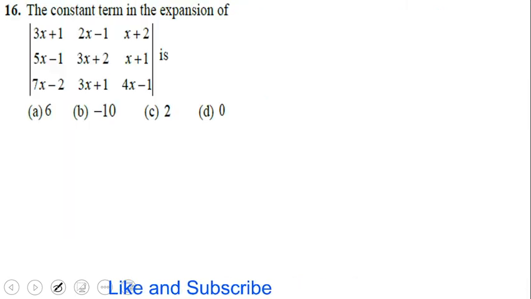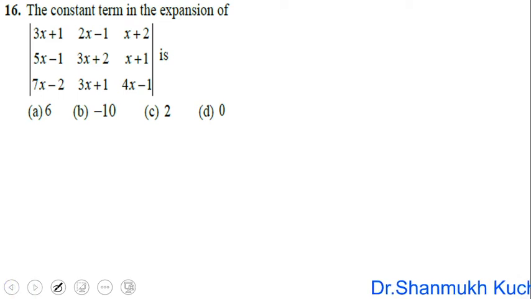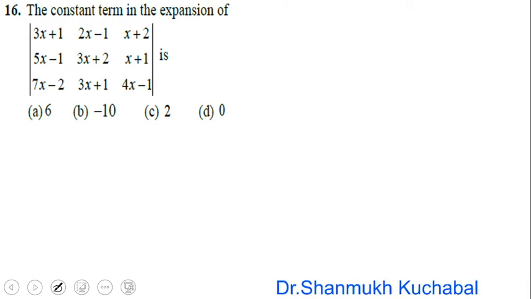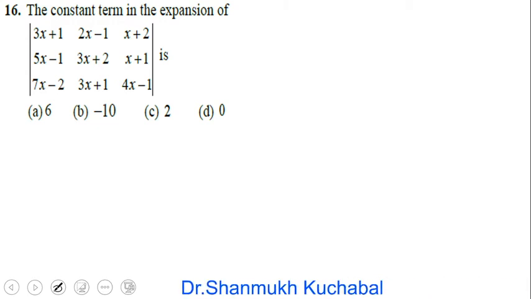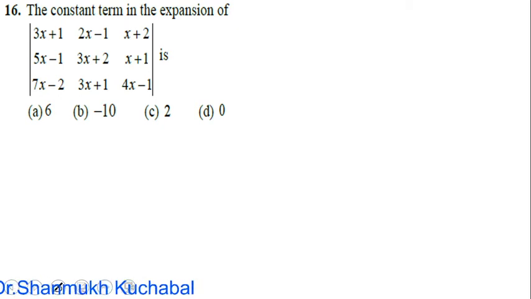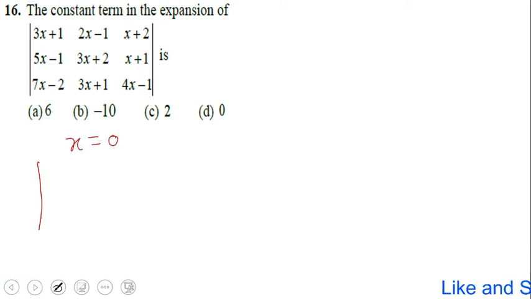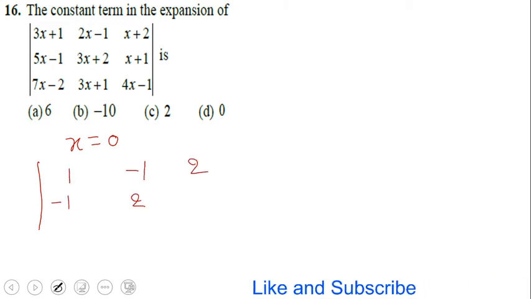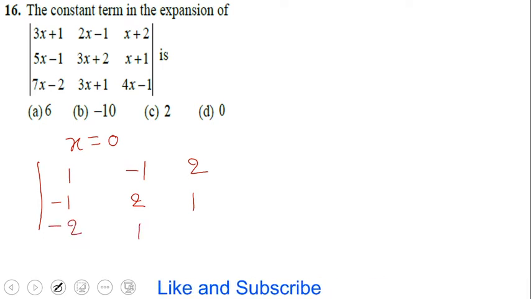Okay, question number 16. The question is the constant term in the expansion of the determinant. So we have to expand it and find a solution for this. Usually we will perform elementary row transformation or elementary column transformation and then simplify it. See, it is a very lengthy procedure. So instead of that, I do a substitution for x. I take the value of x as 0 over here. So I am going to get 1, minus 1, 2, then minus 1, 2, 1, so minus 2, 1, minus 1 here.